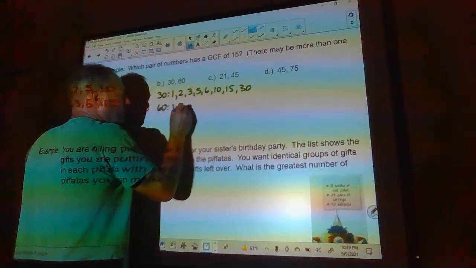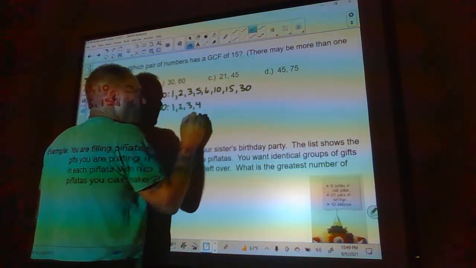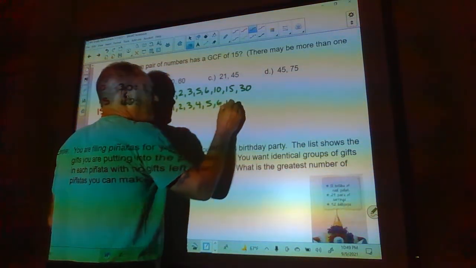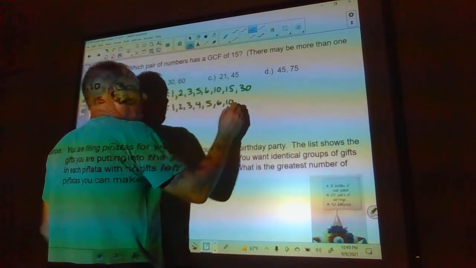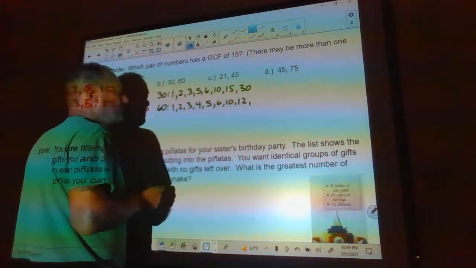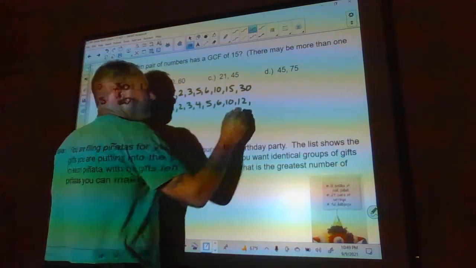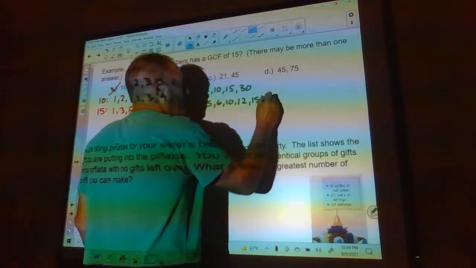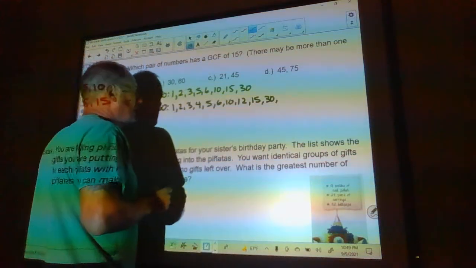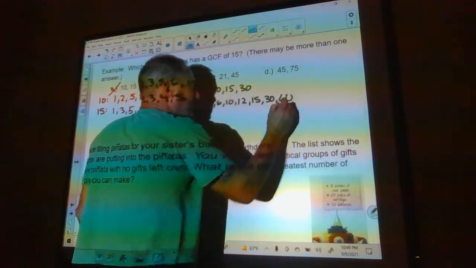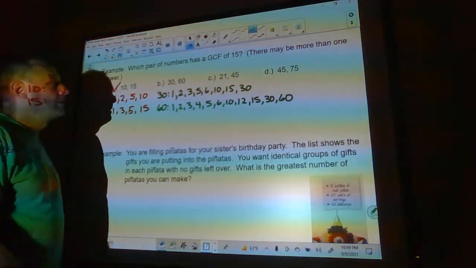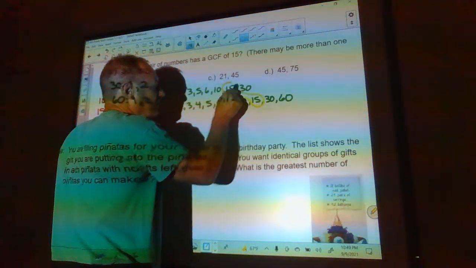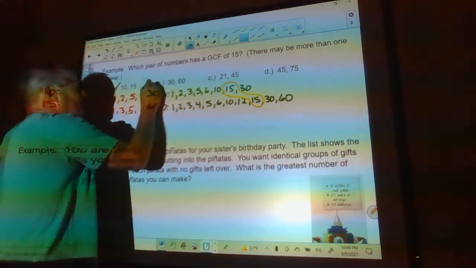But if I wrote these out, it'd be 1, 2, 3, 4, 5, 6. 6 times 10 is 60. 5 times 12 is 60. 4 times 15 is 60. 2 times 30 is 60. And 1 times 60 is 60. So 60 has a ton of factors. But it does have 15 in common. So that would be one of the answers right there.